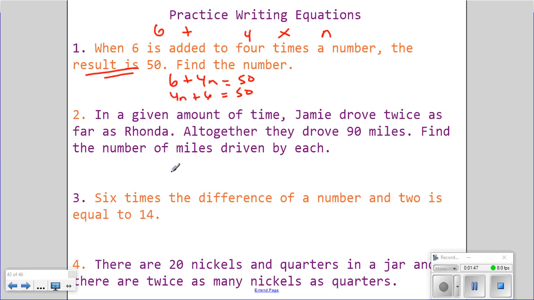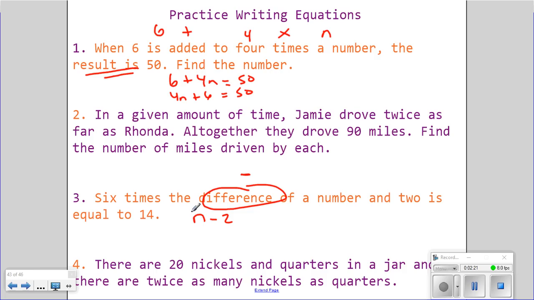Let's look at number 3. 6 times the difference of a number and 2 is equal to 14. So 6 times, that implies multiplication. The difference, that means subtraction, of a number and 2. So the difference of a number and 2. So number should come first. So let's say n again, and 2. So the difference of n and 2.